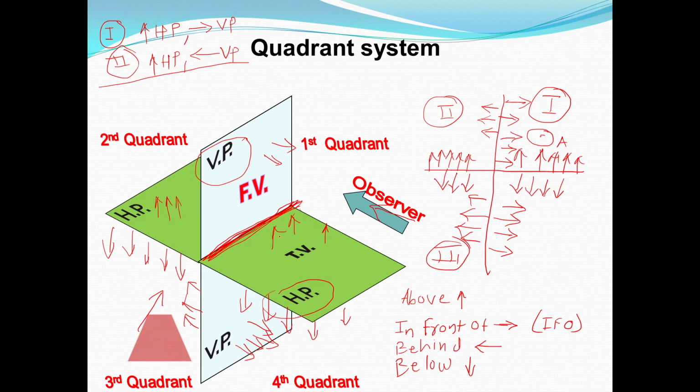So we are looking from this side. Okay, so we'll move to the next slide. We'll write here for the third quadrant and fourth quadrant. First, for the third quadrant: below the HP and behind the VP. And for the fourth quadrant, we can write: below the HP and in front of the VP.